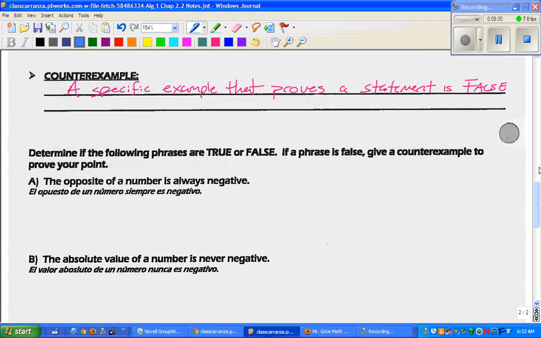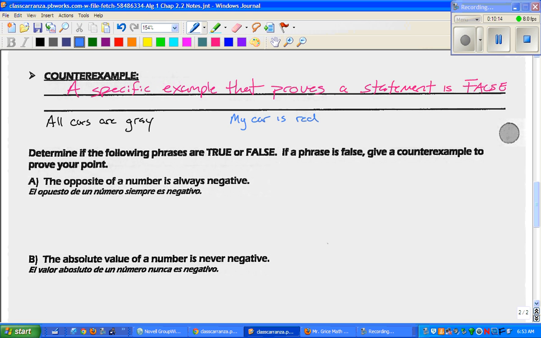Moving on. Next we're talking about a counterexample, and a counterexample is a specific example that proves a statement is false. So, the example that we gave in class, Ms. Carranza said that all cars are gray. Is that a true statement? Well, no, it's not a true statement. But to prove it, you have to give an example. So, my example is my car is red. And that is a specific example that proves that the statement is false.